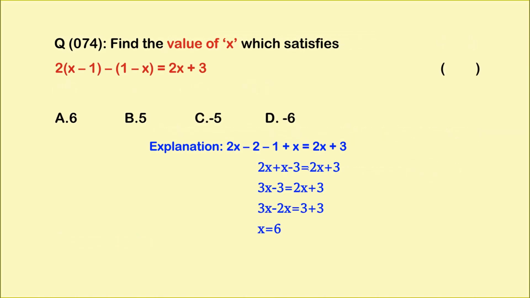Question number 74. Find the value of x which satisfies 2 bracket of x minus 1 minus of 1 minus x is equal to 2x plus 3. If you simplify the given expression, 2x minus 2 into minus 1 into minus of minus x is nothing but plus x, that is equal to 2x plus 3. If you add the x values, we will get 3x, and if you add the constant values, minus 3, so 3x minus 3 is equal to 2x plus 3. By taking same values on one side, 3x minus 2x is equal to 3 plus 3, that is x is equal to 6. So the right answer is A.